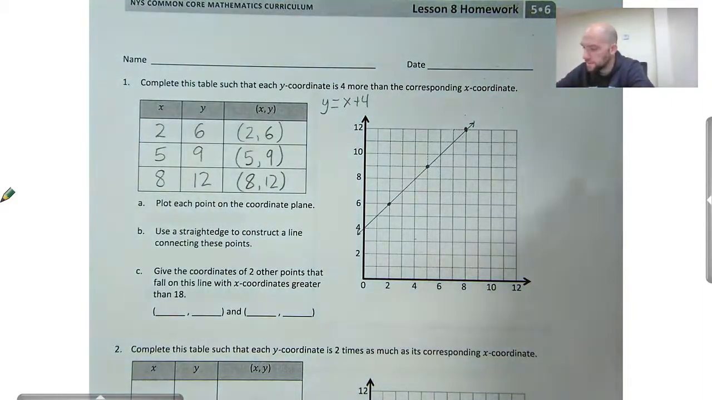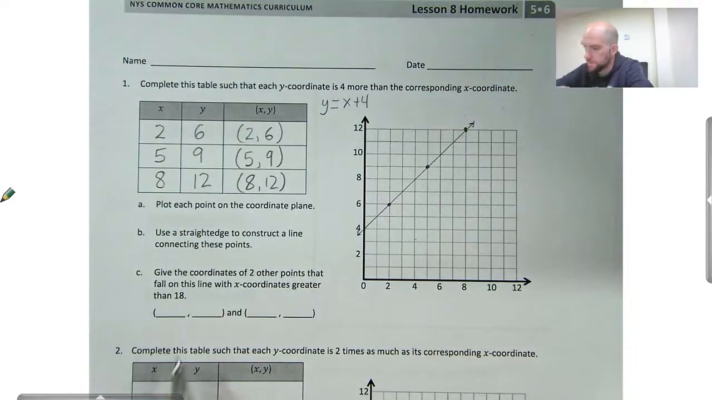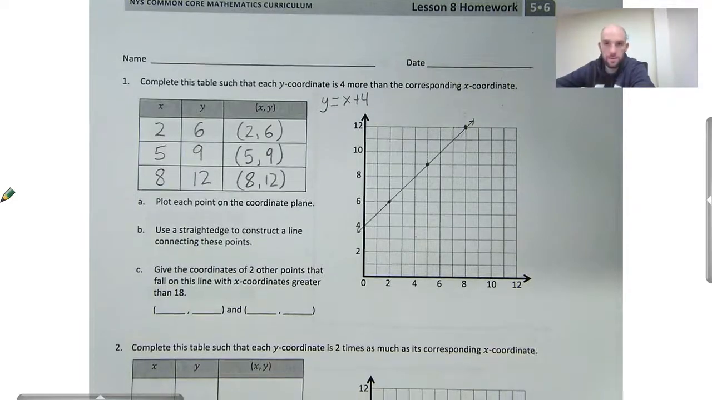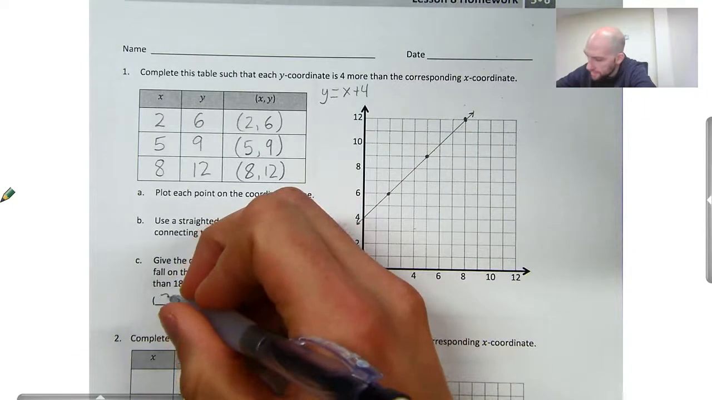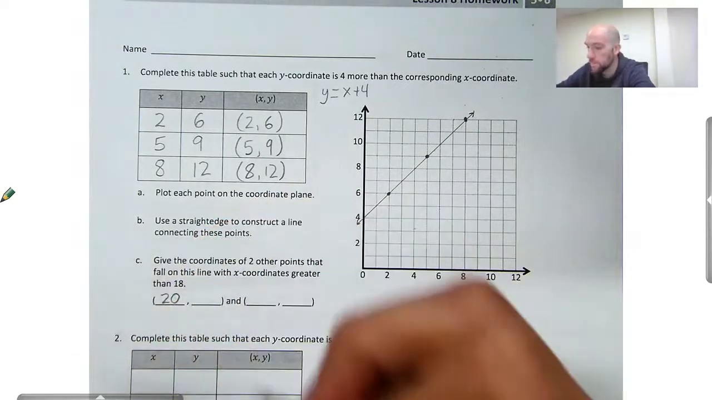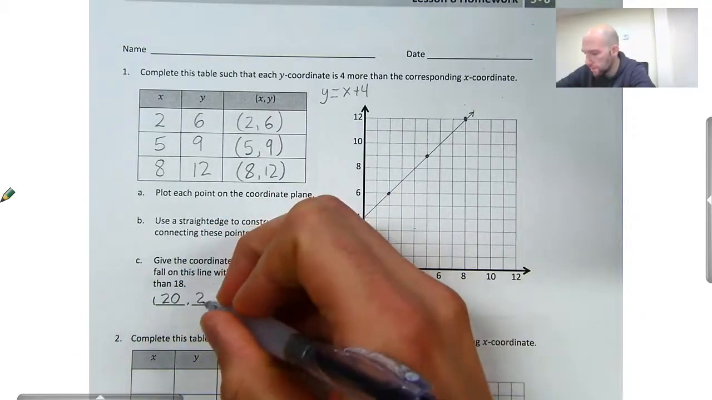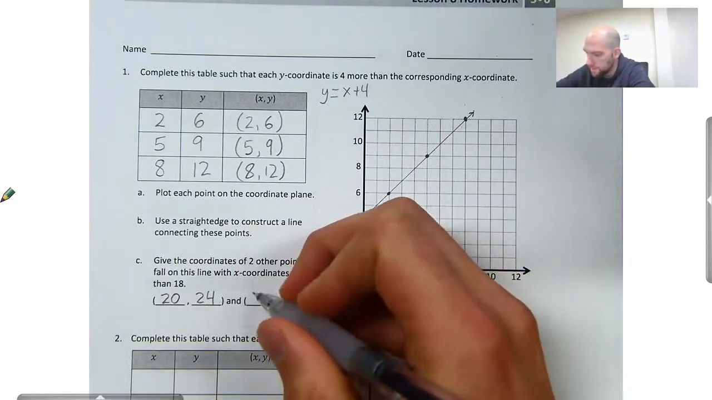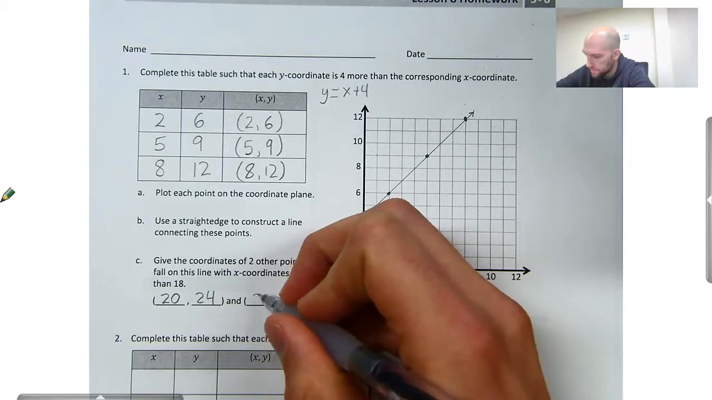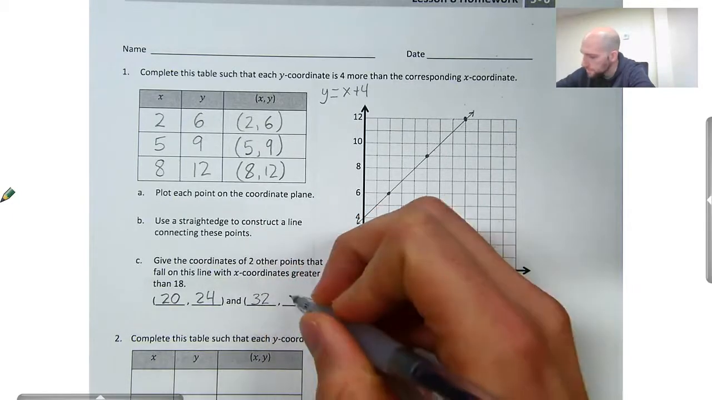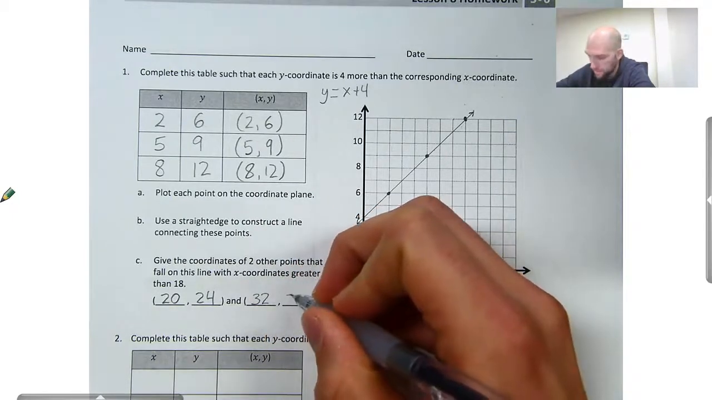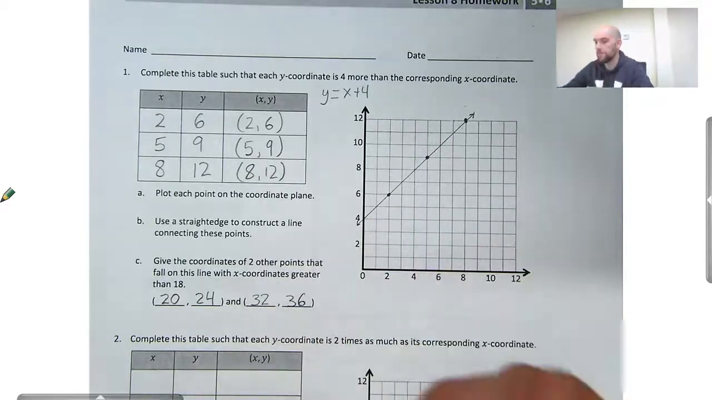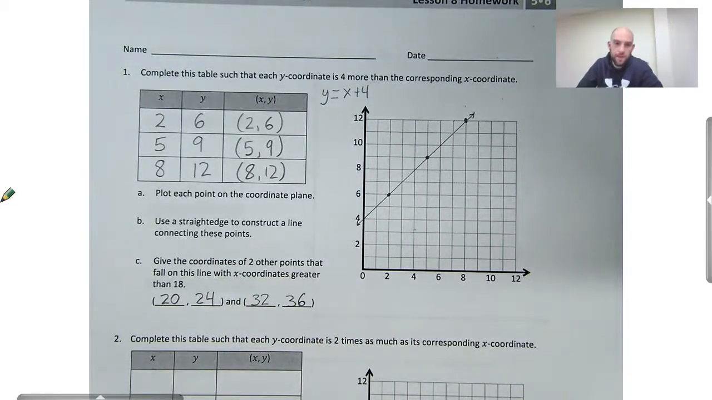Now it asks us to give the coordinates of another 2 points that fall on this line with an x coordinate greater than 18. So now let's do 20 as an x coordinate. 20 plus 4 would give us 24. And then if our x value was, let's say it was 32, our y value would be 36. Then we just add 4 to it, and that will give us any point on that line.